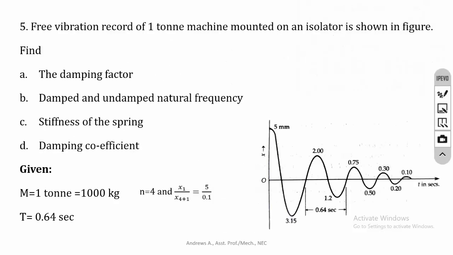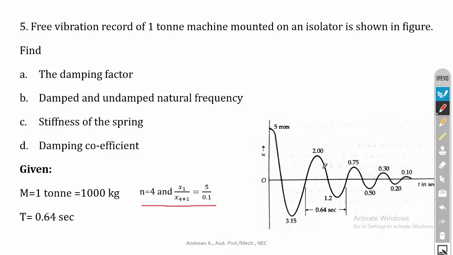The important thing about this problem is taking the data from the plot. Here 4 complete cycles are there, so n is equal to 4, and x1 is the amplitude at the starting point of cycle 1, and x4 plus 1 is the amplitude at the end point of cycle 4. So we can calculate the ratio of amplitude. Finally, the time to complete one cycle we have to take from the graph. If you have all the data, then you can easily solve the problem.